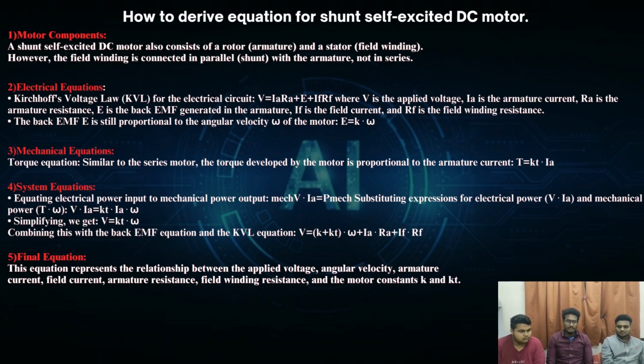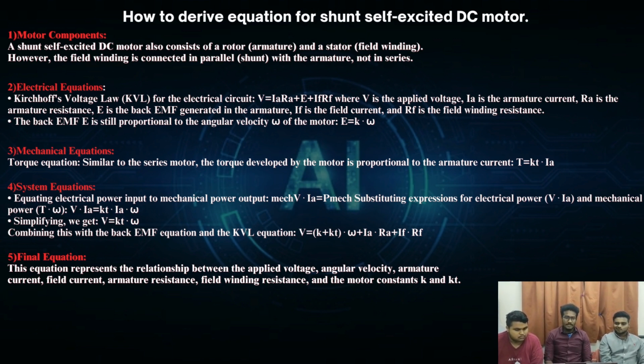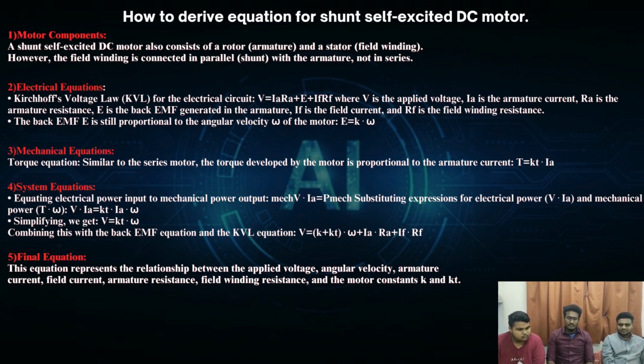Third, mechanical equation. Torque equation. Similar to the series motor, the torque developed by the motor is proportional to the armature current, T equals KT times IA. System equation. Equating electrical power input to mechanical power output, V IA equals P mech, with expressions substituted for the electrical power and mechanical power. Final equation. This equation represents the relationship between the applied voltage, angular velocity, armature current, field current, armature resistance, field winding resistance, and the motor constants K and KT.